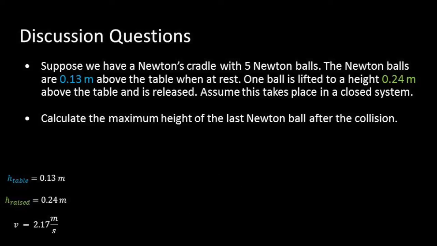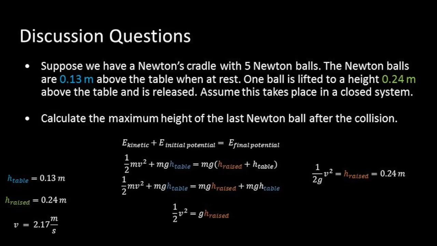Part C. Calculate the maximum height of the last Newton ball after the collision. Well, initially, the ball has both kinetic and potential energy, but when it reaches its maximum height, it only has potential energy. At this moment, pause the video and look through the derivation for the maximum height of the final ball, and note that the final height is 0.24 meters.